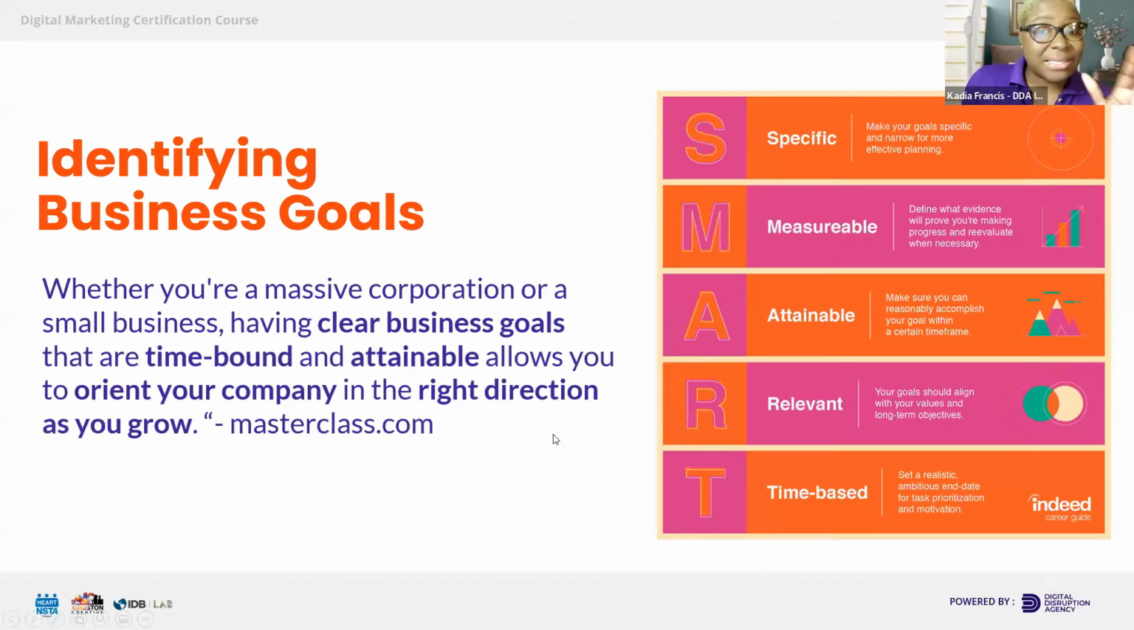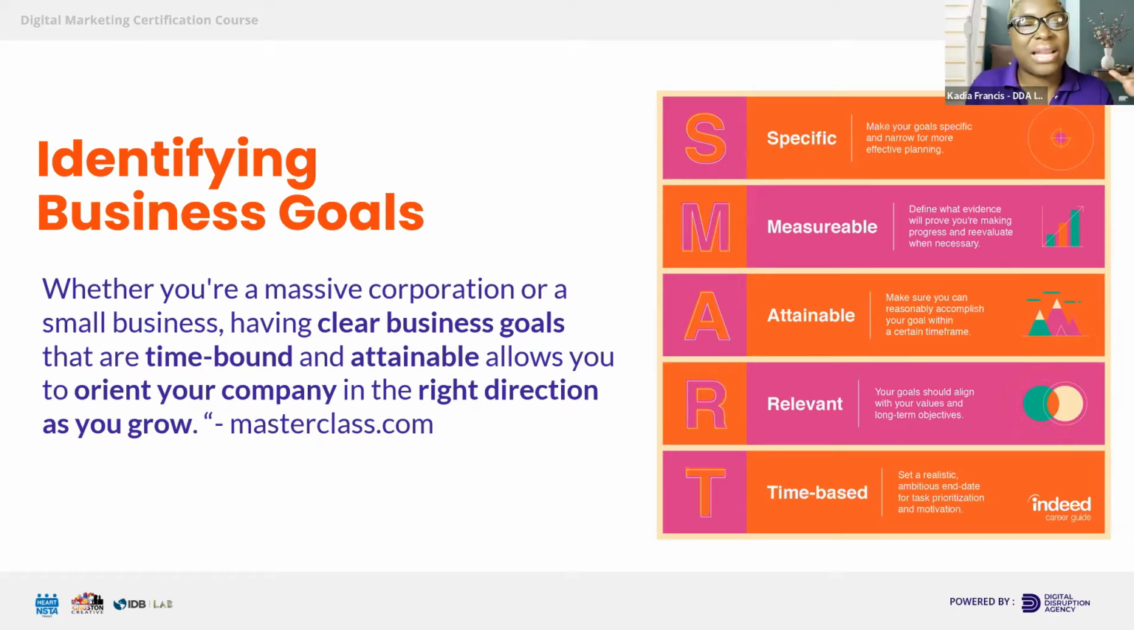So, whether you're a massive corporation or a small business, you have to have clear business goals that are time bound and attainable, which allow you to orient your company in the right direction as you grow, right? You're not planning on staying in the one place for the rest of the life cycle of your business. You want to continuously grow and grow. You can't do that without having any kind of goals, right? And so it is important that that's probably one of the first places you start in your business plan, by identifying what these goals are.